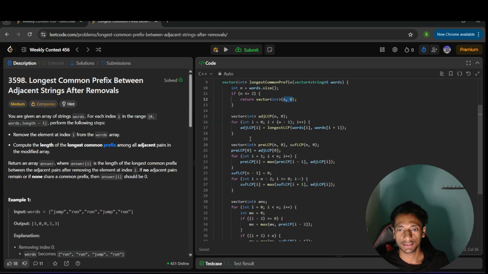But else, what I have to do, I will calculate the length of the longest common prefix substring between all the adjacent pairs. So how many adjacent pairs are possible? 0 to n minus 2.